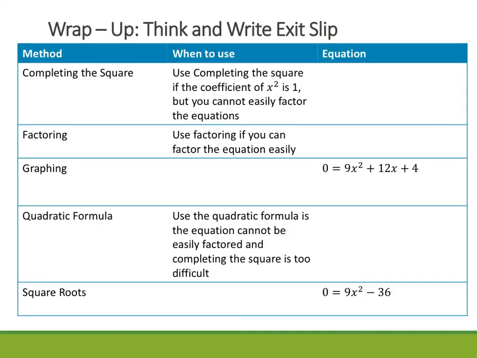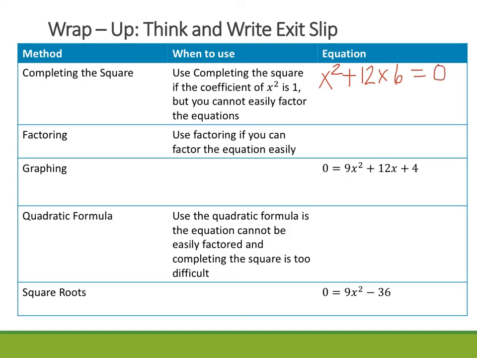Okay, so let's try to wrap this up and think this through. We have covered now 5 methods of solving quadratics. I want you to think about each method and when you would use each one, because each method is used at a certain point in time. So one of the methods is completing the square. You're going to use completing the square if the coefficient of your x squared term is 1, but you cannot easily factor. An example would be x squared plus 12x plus 6 is equal to 0.